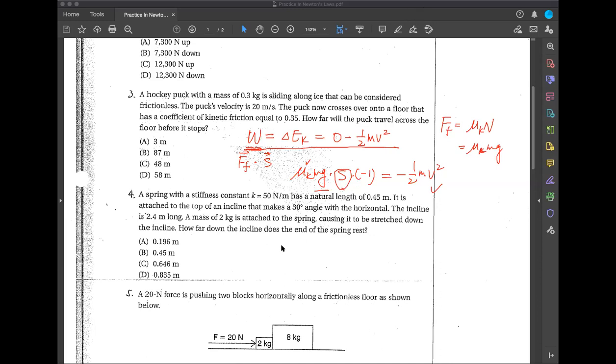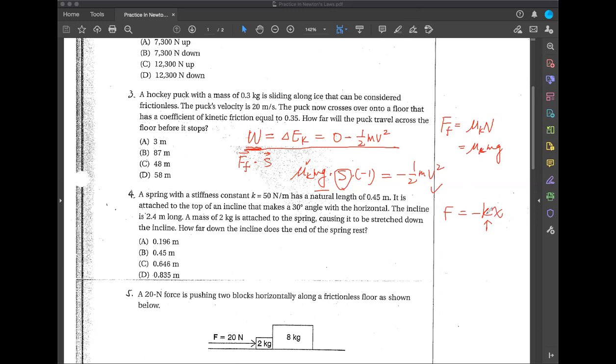Let's move on to number 4. So we have a spring with a stiffness constant k, like a spring constant, right? 50 Newton per meter. So we learned that the restoring force is equal to negative kx, right? So that k is the spring constant. It has a natural length of 0.45 meters.